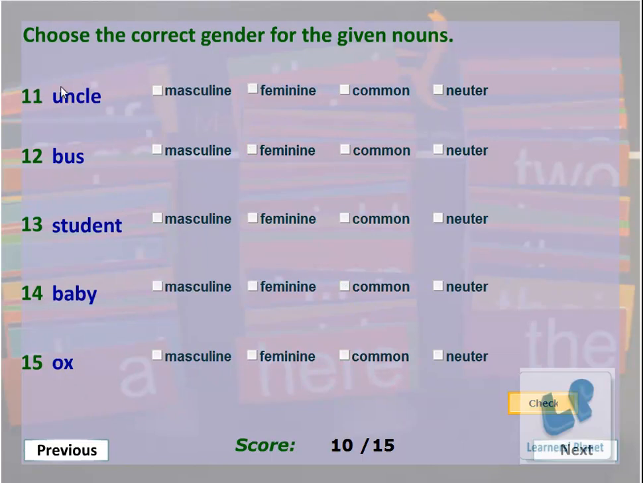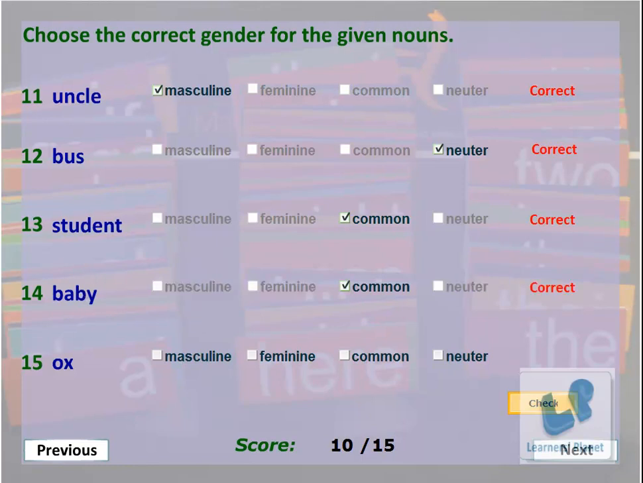Uncle, it refers to a male relative, that's why masculine. A bus is a non-living thing, that's why it will be a neuter. Student, as discussed previously, this is common. Then baby can include a male and a female baby, so this will be common. An ox is a male counterpart of cow, so that will be masculine.